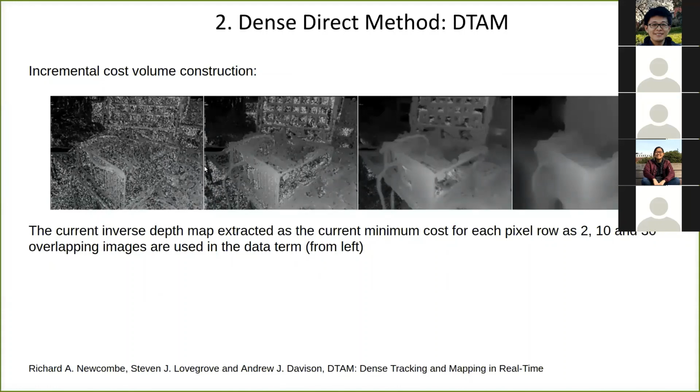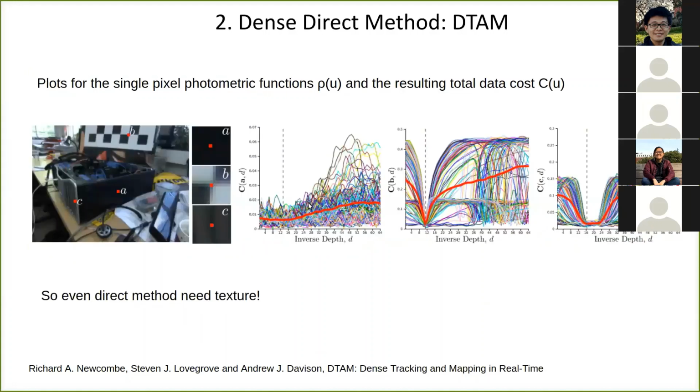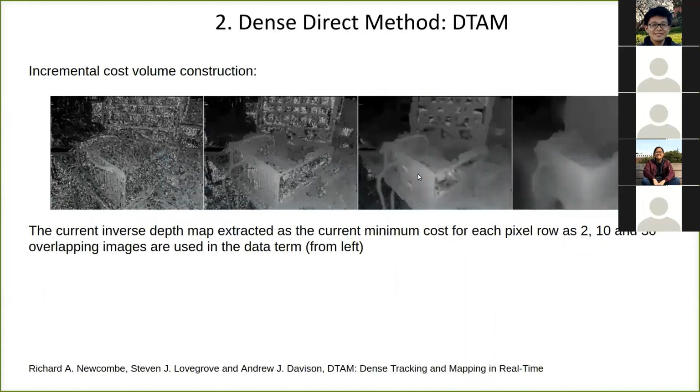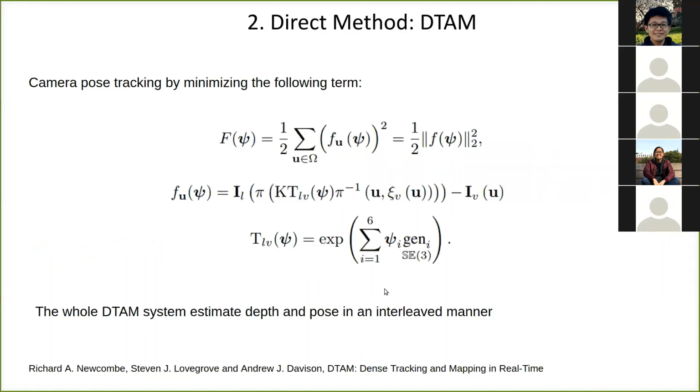So this figure shows that as we increase the number of images that we include in the cost volume, we can get better results right here, from here, here, and here. From left to right, we increase the number of images that we use in this cost volume. And we can see the more images that we use, the better depth estimation we can get.